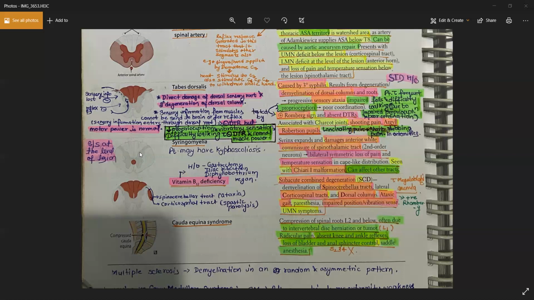But that generally doesn't happen. Early diagnosis leads to just a loss of all these pain and temperature fibers and nothing else. Then comes the vitamin B12 deficiency. We have discussed that previously. We'll get a subacute combined degeneration syndrome.